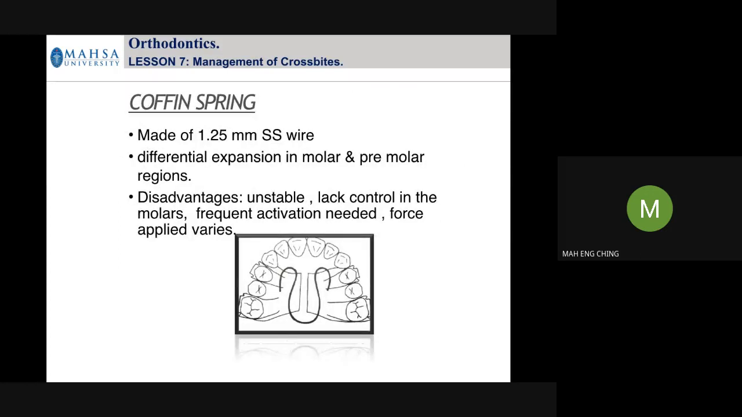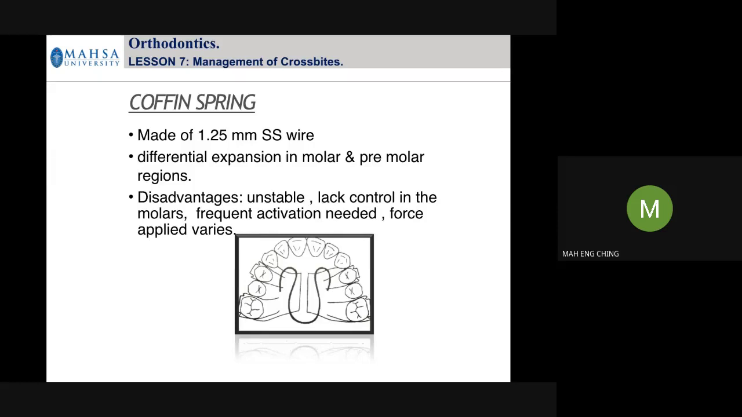Of course, expansion you can do with so many appliances. The first one is a coffin spring. Usually you make it with a very thick wire, about 1.25 millimeters stainless steel wire. Just for your information, your Adams clasp is about 0.7 millimeters. Sometimes you use 0.6 for the premolar, 0.7 for the molar. So this coffin spring is 1.25, about 2 times the size of your Adams clasp. If you think your Adams clasp is very difficult to bend, then this coffin spring is more difficult. It's very thick. Then differential expansion in the molar and premolar region.